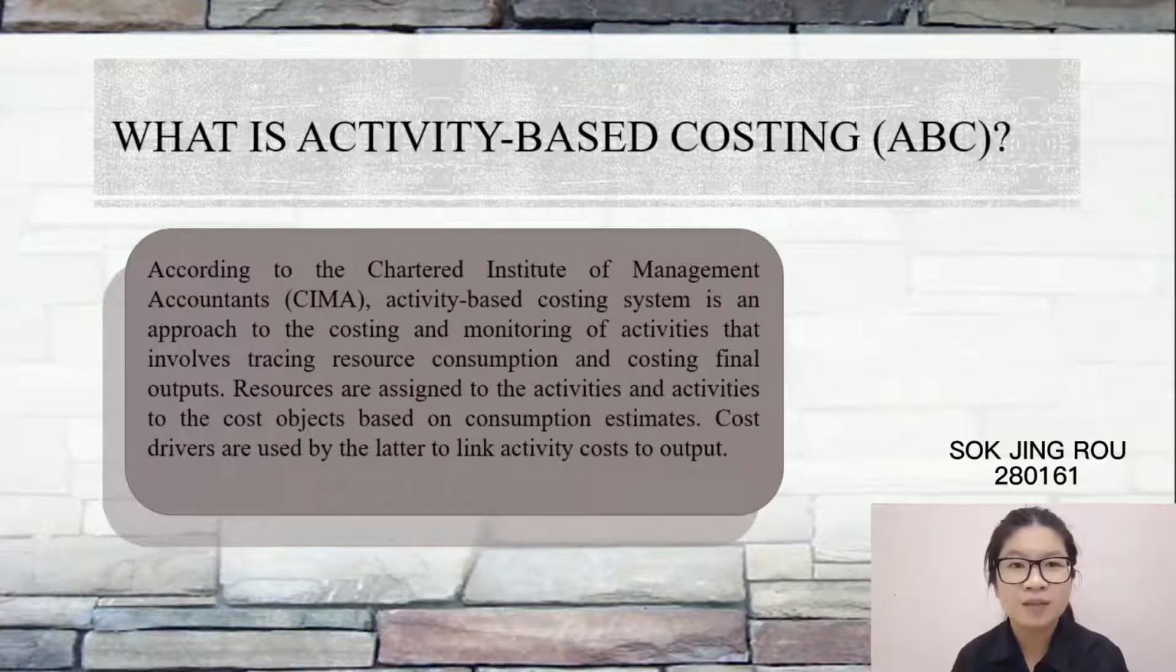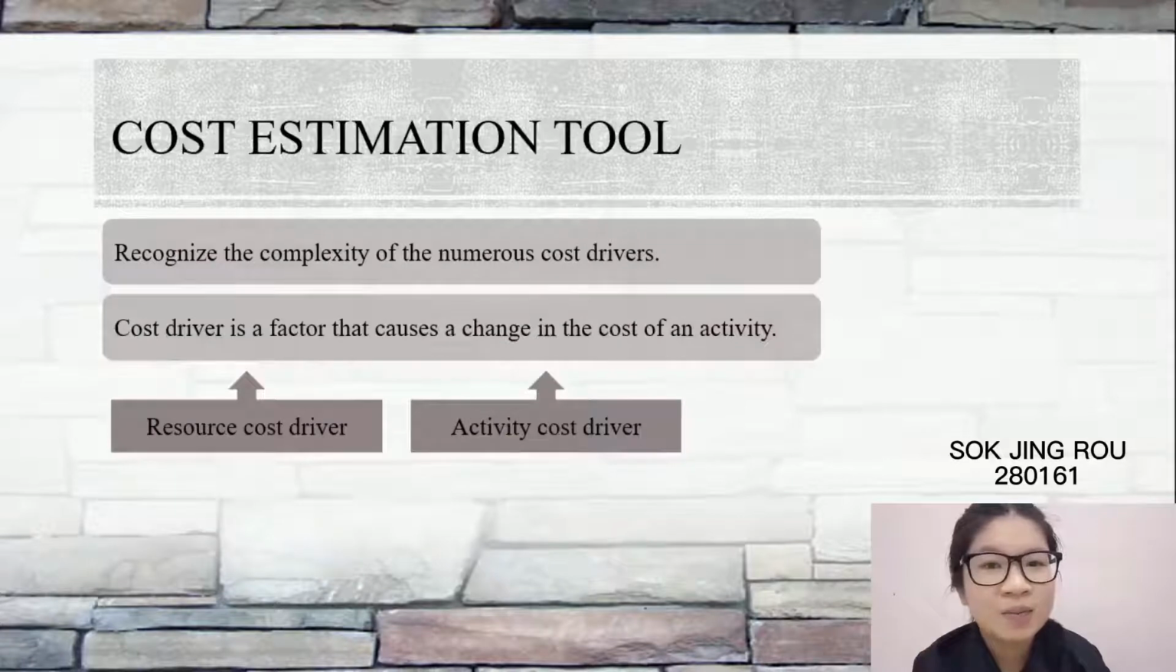Activity-based costing system is used in target costing, product line profitability analysis, customer profitability analysis, and service pricing. This costing system is usually used to get a better understanding of costs and allowing the organizations to develop a more appropriate pricing strategy. Activity-based costing system is a cost estimation tool for business.